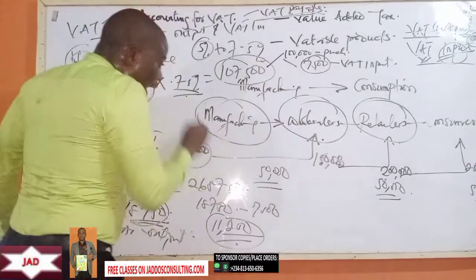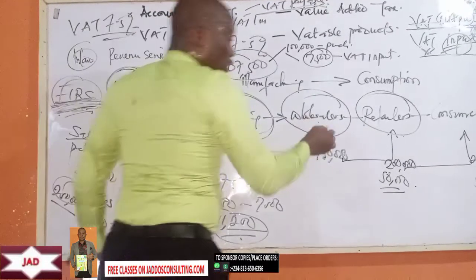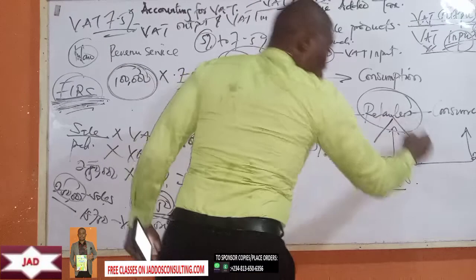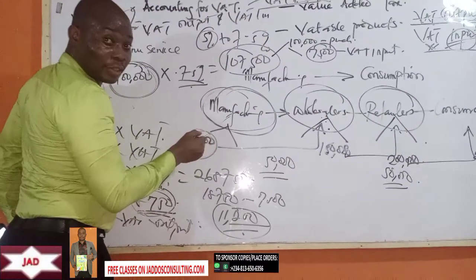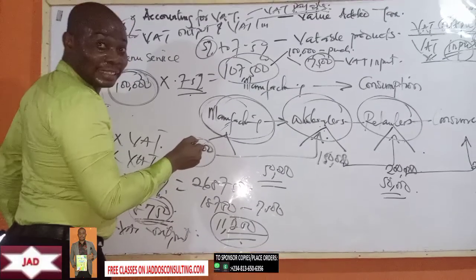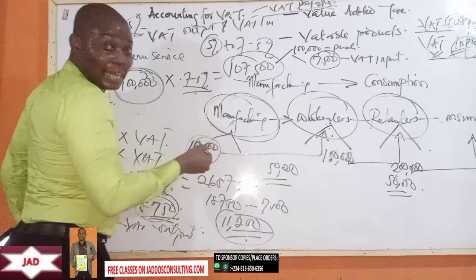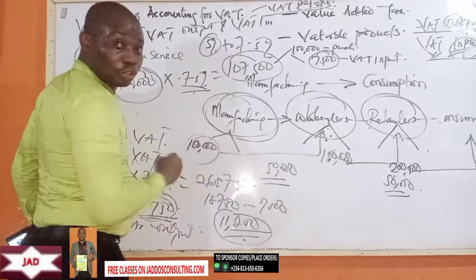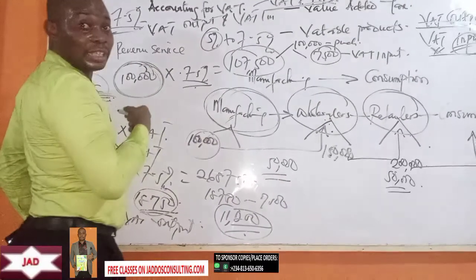At this point you have an accountant, he will buy, he will sell. At this point you have an accountant, he will buy, he will sell. So at this point, if he buys, he's going to be charged or he's going to pay VAT. If he sells, he's going to charge VAT. So by the time you net the difference between the VAT output and VAT input, the VAT payable he will remit to the Inland Revenue Service.